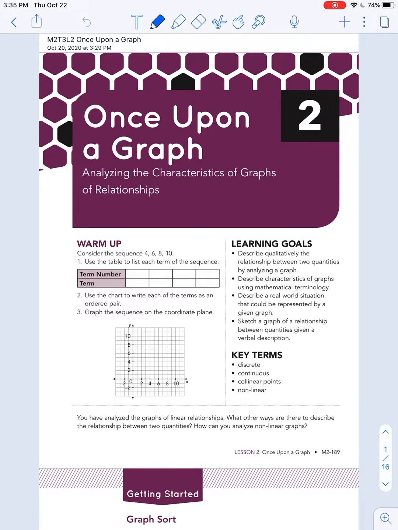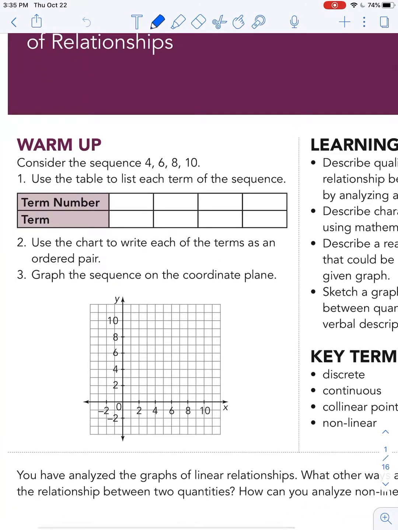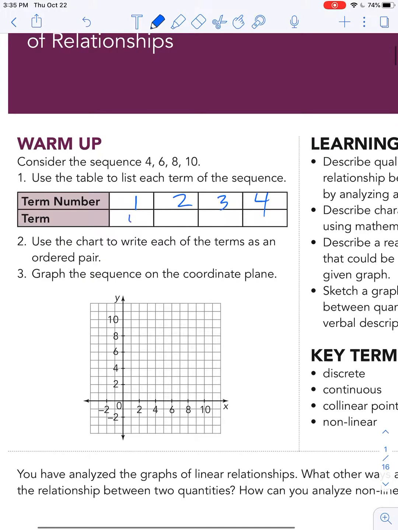Okay, so we're now on Module 2, Topic 3, and we were dealing with Once Upon a Graph. We're on page 189. So, we're going to look at the sequence of numbers. The term numbers: the first term, the second term, the third term, the fourth term. The first term is 4, the second one is 6, then 8 and 10.